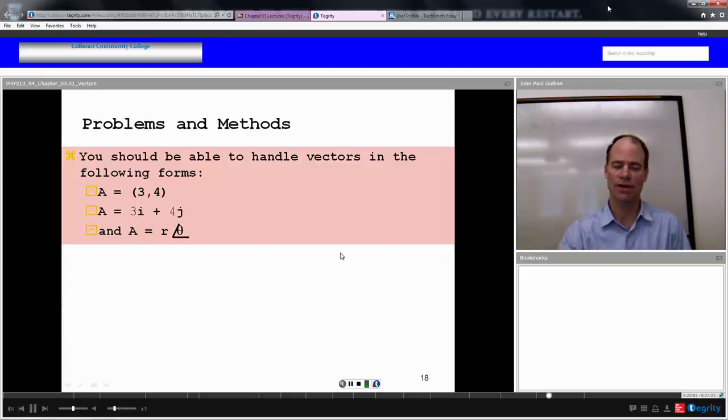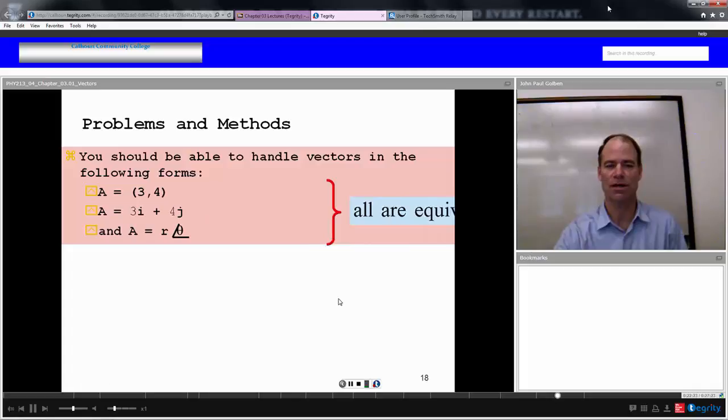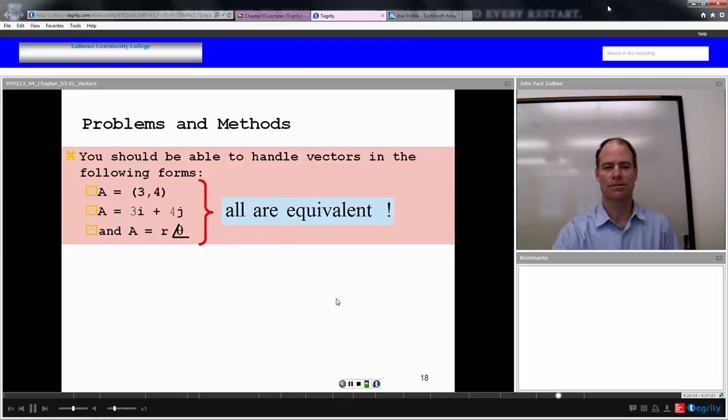And remember, again, in my font I wasn't able to put an arrow over the A or hats over the i's and j's, but you should. So that's the way we should write these vectors. And you might see a vector in the form of a magnitude and an angle, like polar coordinates, and that would represent the same vector as well. All of these are equivalent, and in future courses you might see vectors of these forms.